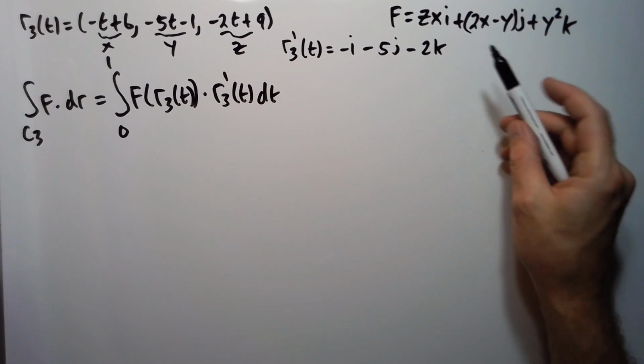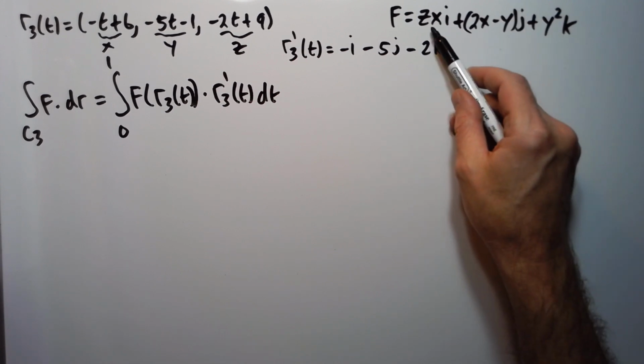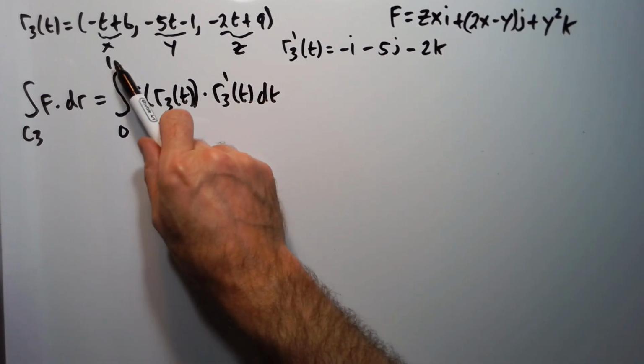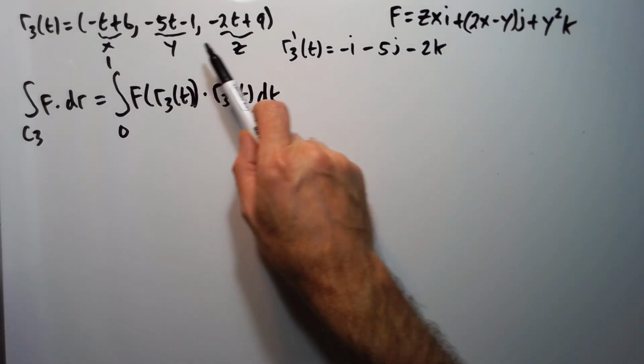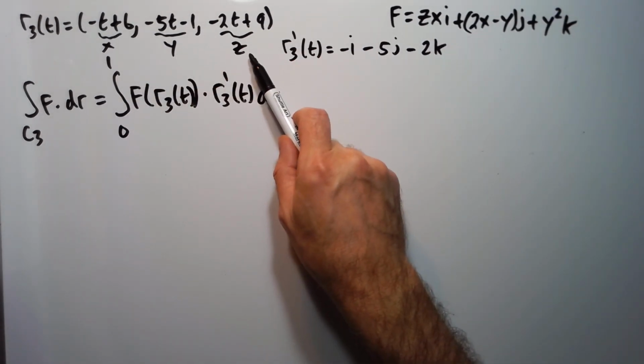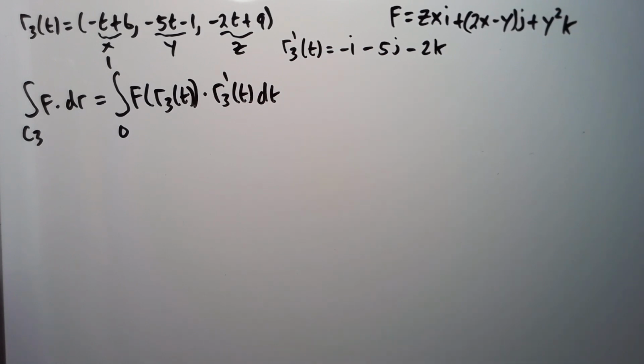Okay, written up here is my f function again. So I'm going to plug into this again. This time my x will be negative t plus 6, my y will be negative 5t minus 1, and my z will be negative 2t plus 9. So let's plug in here.